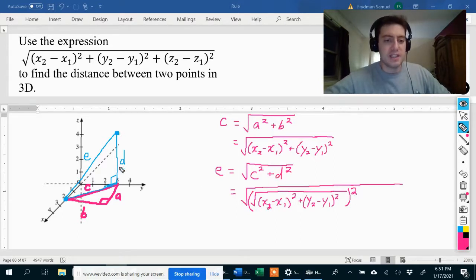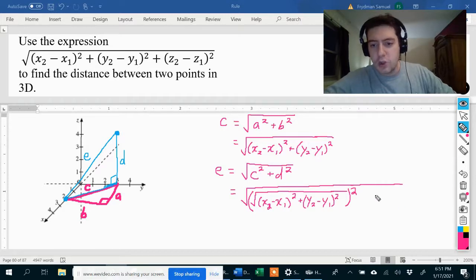So D is this side of the right triangle over here. And the way that we would figure out the length here is by subtracting the z components of these 2 points. Just like we subtracted the x components to find the distance here, and we subtracted the y components to find the distance here, we would subtract the z components to find the distance upward in this case. So D is equal to z2 minus z1. And then we'll just copy the rest, so plus this squared.